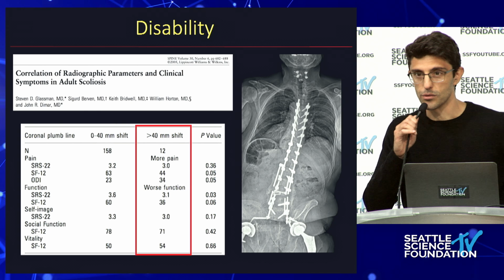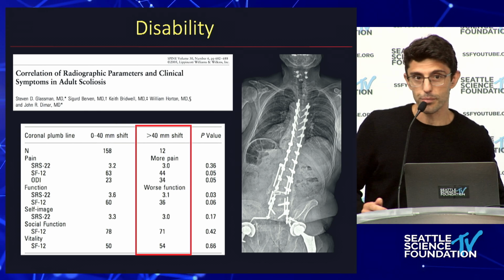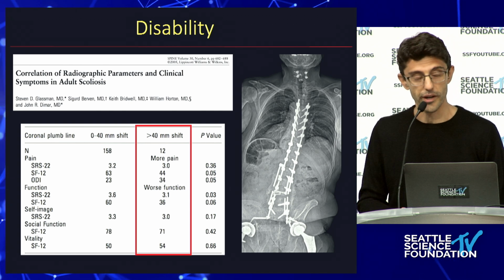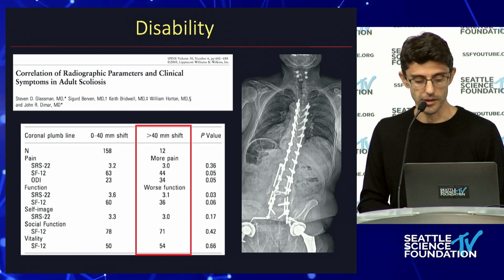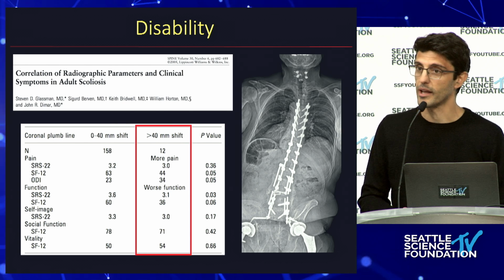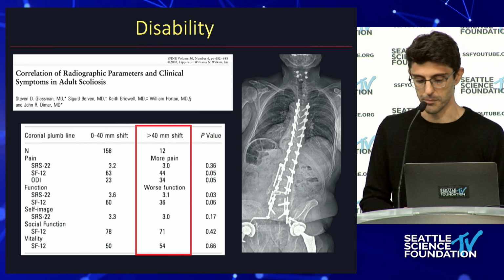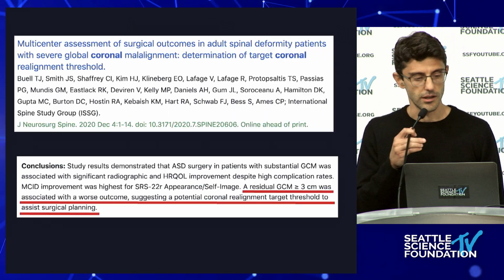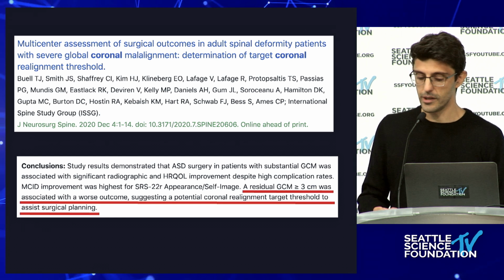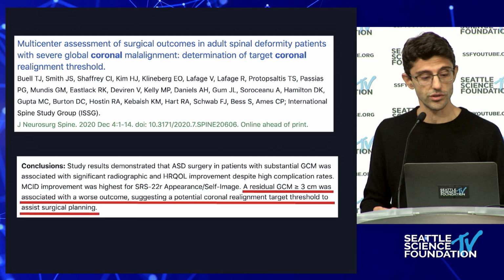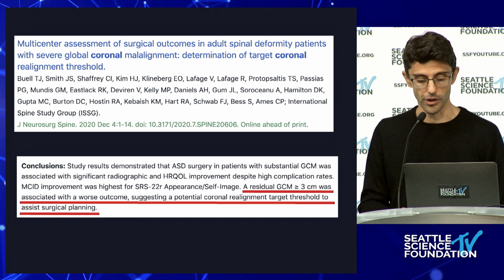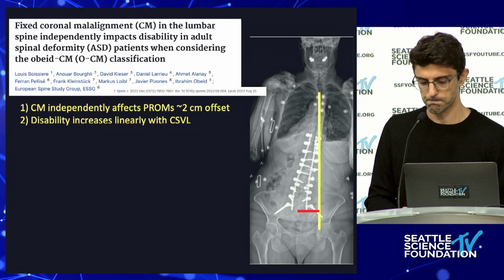If we look at Glassman's original paper in 2005, you can see here that preoperative coronal malalignment greater than 4 centimeters was associated with greater pain and functional disability as assessed by the ODI and the SRS-22 relative to those who had less than 4 centimeters of global coronal malalignment. More recently in JNS, the ISSG demonstrated that a residual coronal malalignment globally greater than 3 centimeters was associated with a worse outcome. And they suggested that this was a potential coronal realignment target threshold to assist surgical planning.